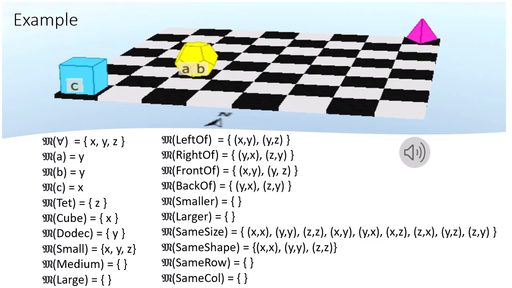Similar sort of setup for front of and back of. And then for smaller and larger, there are no ordered pairs where one element is larger than another or one is smaller than another because they're all small. So we'll get back the empty set in both of those cases. However, for the binary predicate same size, notice that all three of these objects have the same size. And so what we get back is all the different possible ordered pairs. And in this case, there should be 9 of them total.